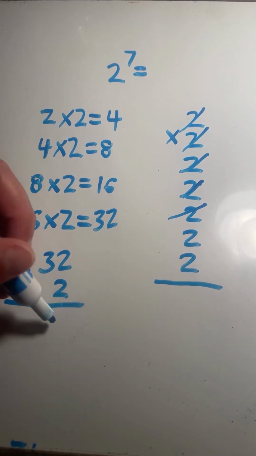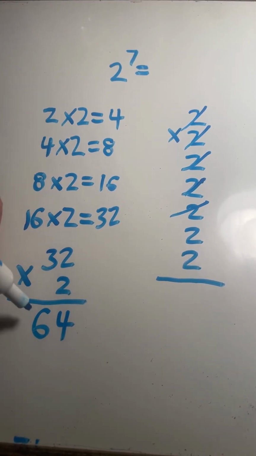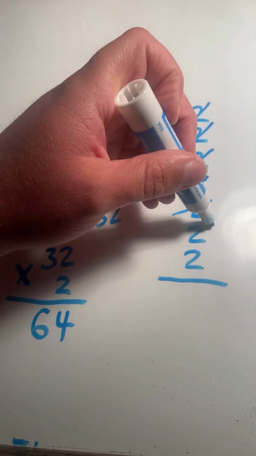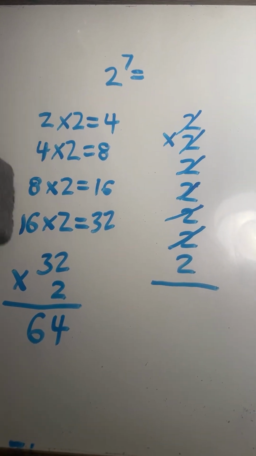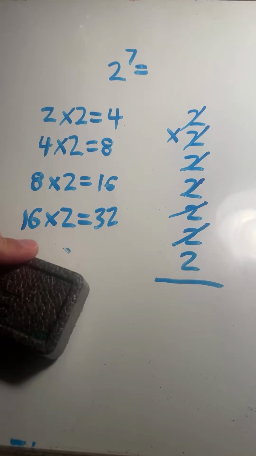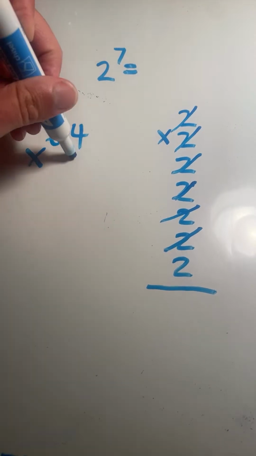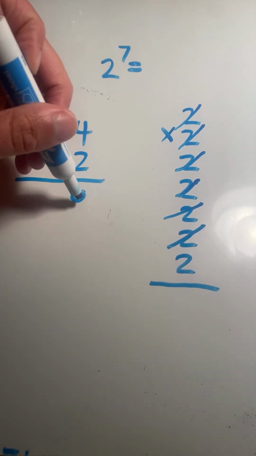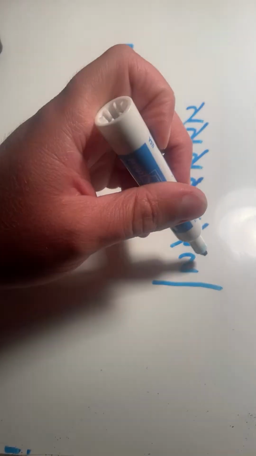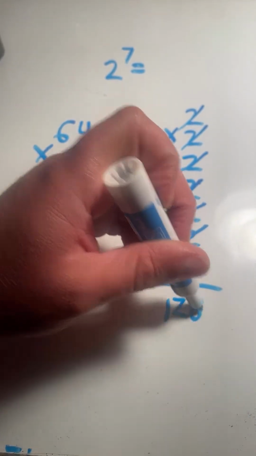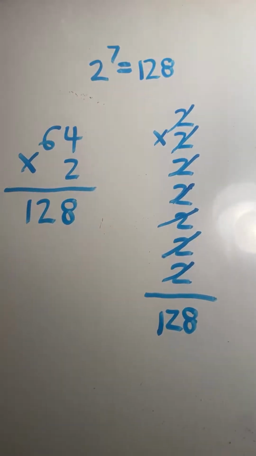32 times 2. 2 times 2 equals 4. 3 times 2 equals 6. 32 times 2 equals 64. So we've just multiplied 2 6 times. Now to get the answer to 2 to the 7th power, we have to multiply 64 times 2. 4 times 2 equals 8. 6 times 2 equals 12. 64 times 2 equals 128. We have just multiplied the number 2 7 times. 2 to the 7th power equals 128.